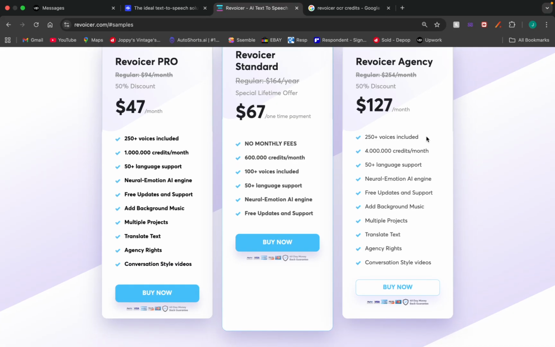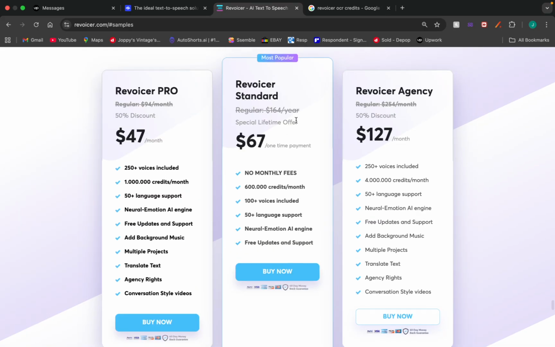So I was just doing some Googling about Revoicer, about the credits, because on the actual site, even though it does advertise the credit limits, it doesn't tell you what a credit is, whether it's a word, a character, or a document. It is per character. So on the standard version here, we do have 600,000 credits. And then we have on the Pro version 1 million credits per month. And on the agency version, we get 4 million credits per month. So obviously they do reset every month.